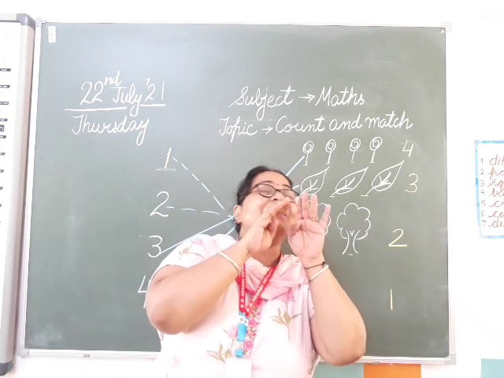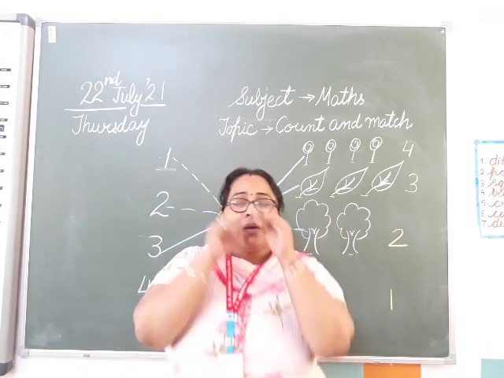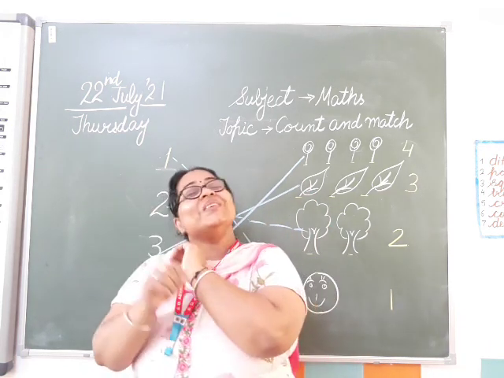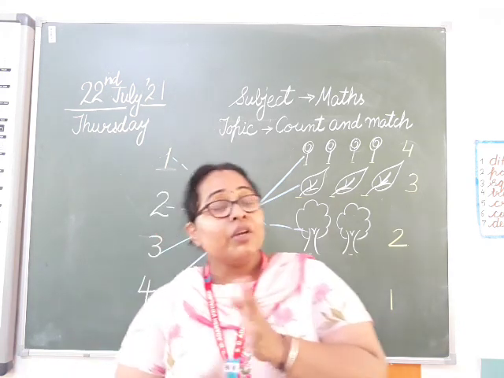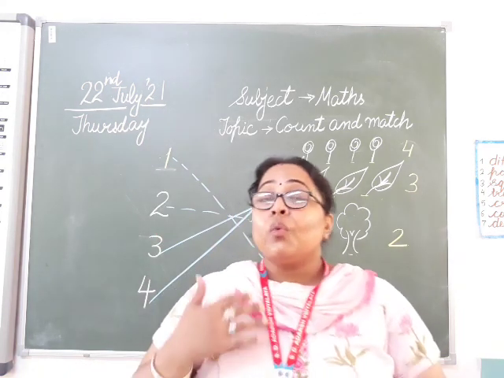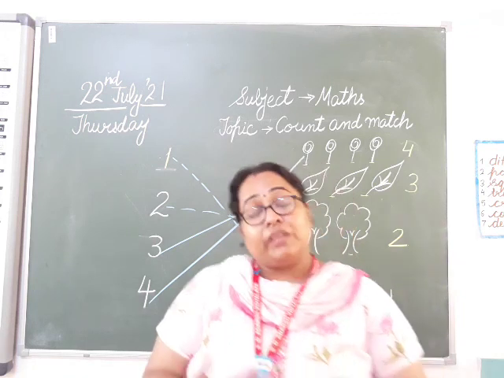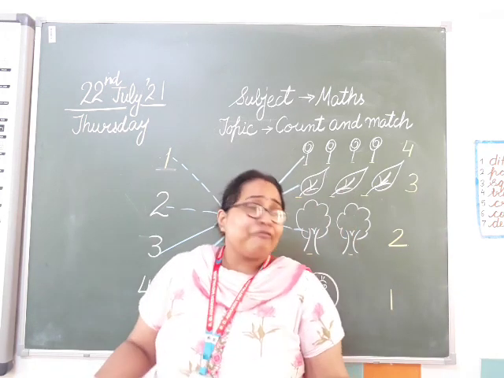Kukuru-koo. Hens crow in the morning, don't they? Kukuru-koo. So this is a very beautiful rhyme with your numbers. You can revise these numbers with the help of this rhyme also. It's really easy and full of fun.